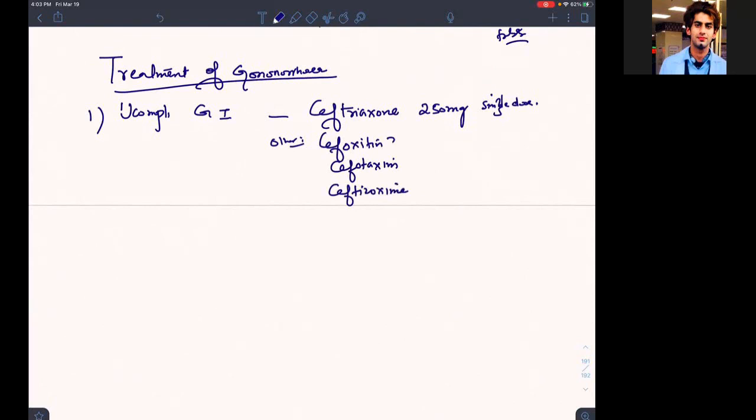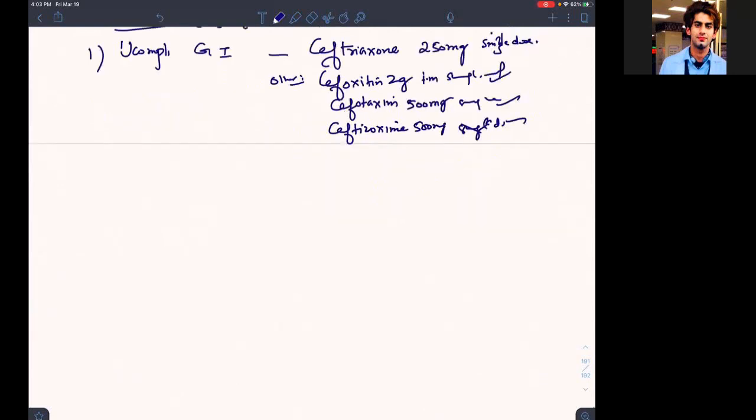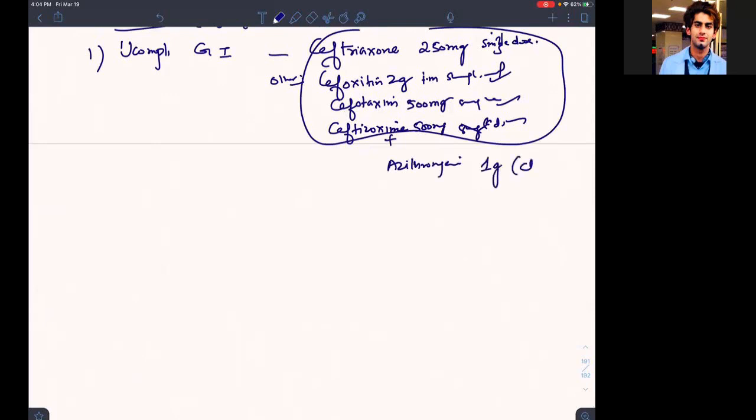Ceftriaxone, this is 2 grams. This is 500 milligrams and this is 500 milligrams. This is 2 gram IM single dose. Each is a single dose. So you have to choose one of these choices, plus you will be giving azithromycin, 1 gram, for chlamydia.